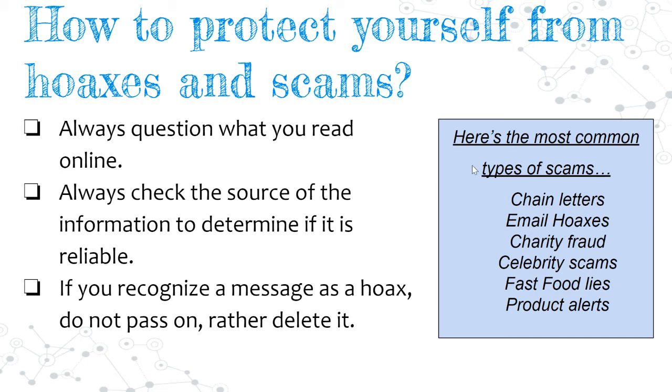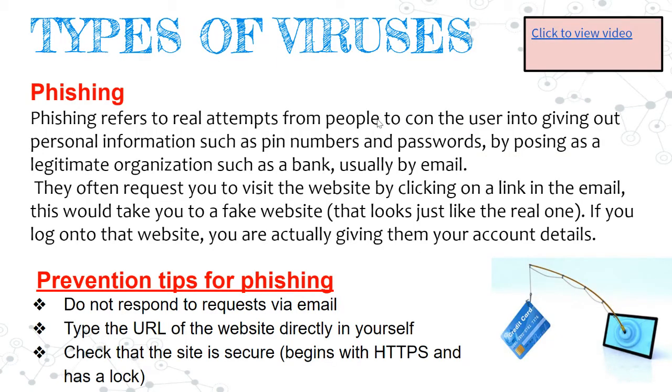Some of the most common types of hoaxes or scams are chain letters. Send it to 10 friends so that this happens. Or if you don't send it in the next 24 hours, this bad thing is going to happen to you. Charity fraud: give this money to this charity, but it's actually going to someone's personal account. Celebrity scams, fast food lies, product alerts. Be careful.